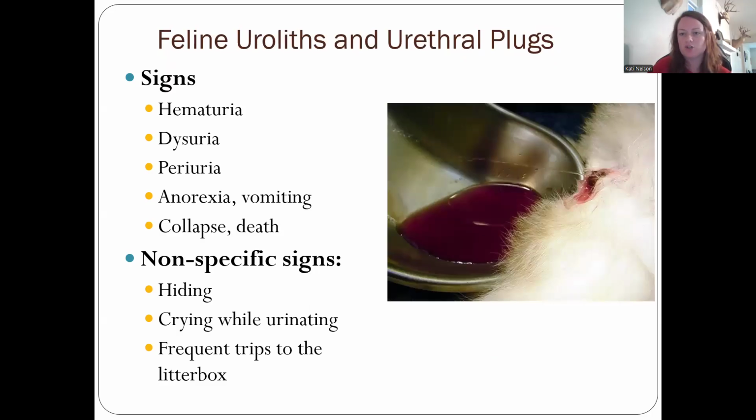So we have that hematuria. Sometimes if they're urinating, we can see blood in the urine. We can see difficulty urinating as well, which is going to be a big thing. That periuria, right? So again, urinating in inappropriate places like beds and floors, anorexia and vomiting. We're going to talk about that, especially if we see azotemia.